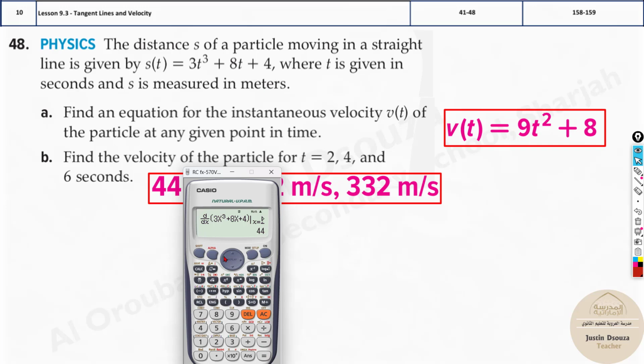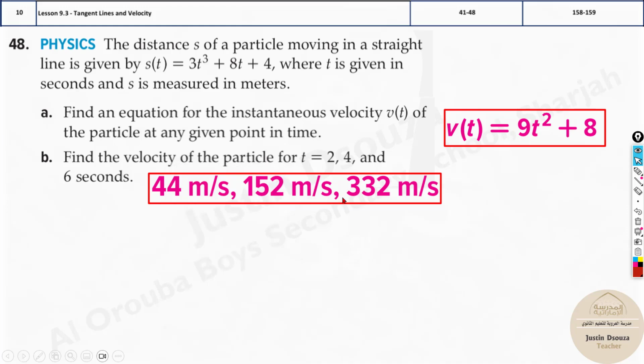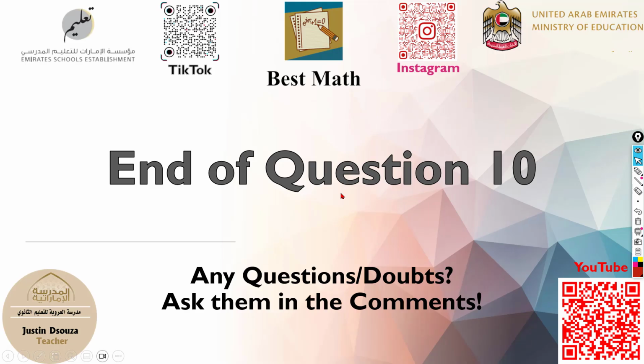Yes. Next one will be, just change the value over here to 4. It will be 152, and lastly it must be over here. The answer is 332 at 6. Yes, those are the answers. That's how easily we can solve the question number 10. Just be careful with the tangent part, finding the equation of the tangent. Remember the steps, and the same steps are carried for all the problems.